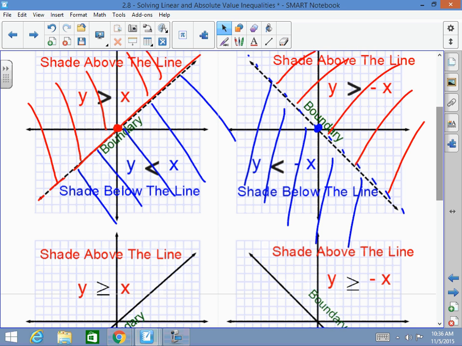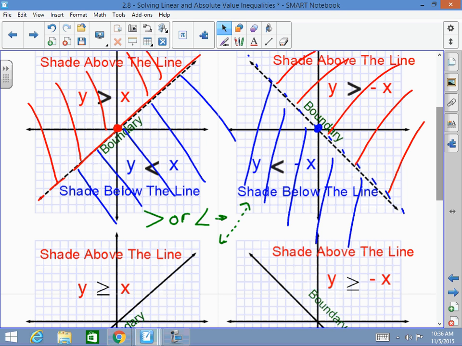Now, if you noticed, when you had greater than or less than, you did not have a solid line. Whenever you're dealing with greater than or less than, you are going to use a dashed line to graph the equation. It is a dashed line because the points on the actual line itself are not solutions. It's everything either above it or below it.